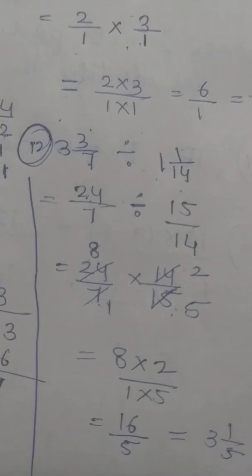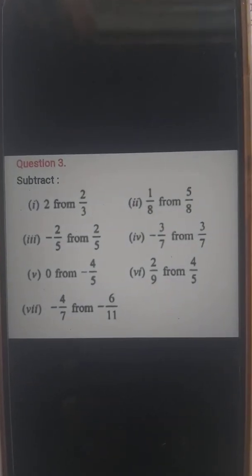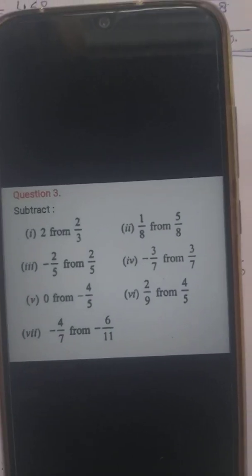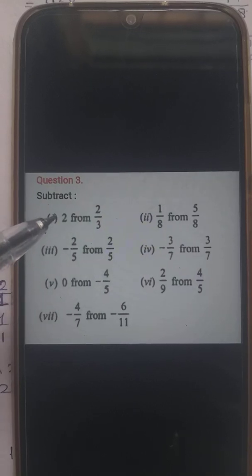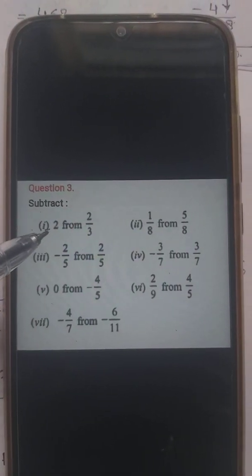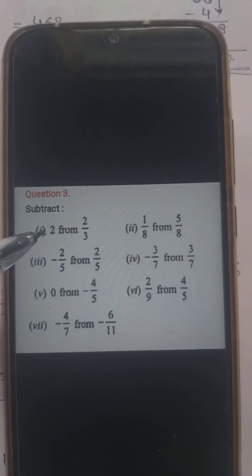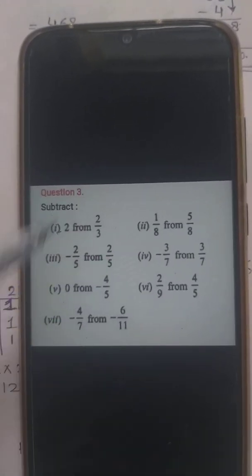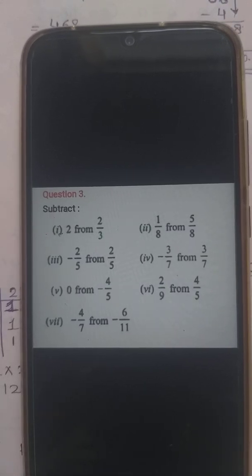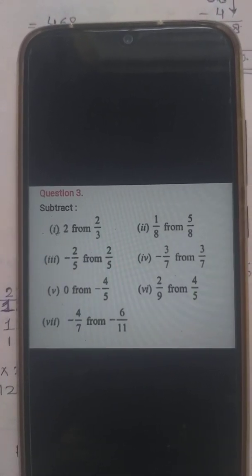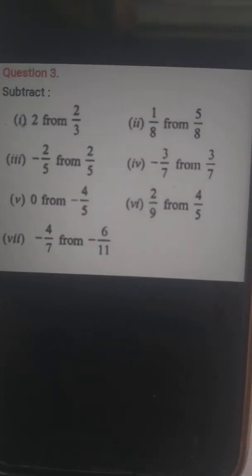Now next question. Question number 3. In this question, subtraction is there. This number subtracted by this. Simple subtraction as we have done in question number 1. So you have to use the same method and do this. For your understanding, I'll be doing one sum from this: 2 from 2 by 3.